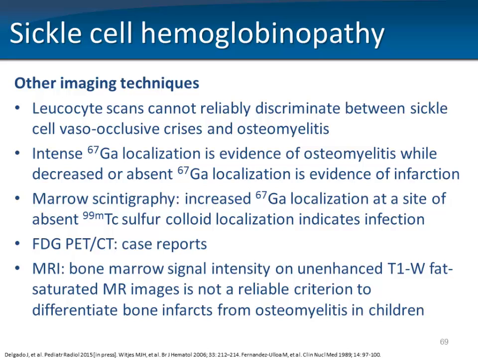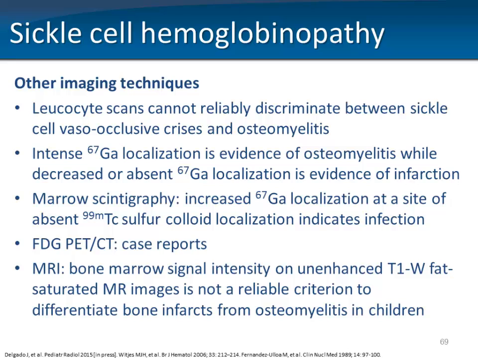Leukoscan, unfortunately, is not really reliable in discriminating between a vaso-occlusive crisis and osteomyelitis. If you still use gallium, you can see intense uptake when there is osteomyelitis, while if it is decreased or absent, then that tends to be more specific for infarction. Marrow scintigraphy, FDG PET, CT, the data are out there.